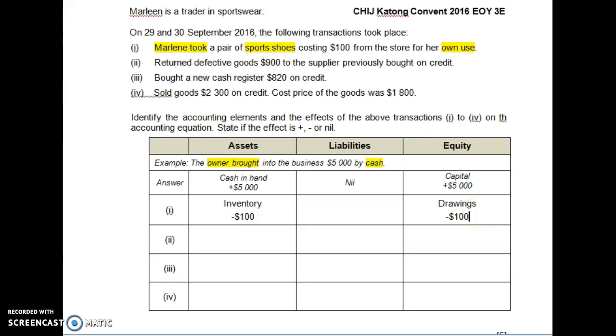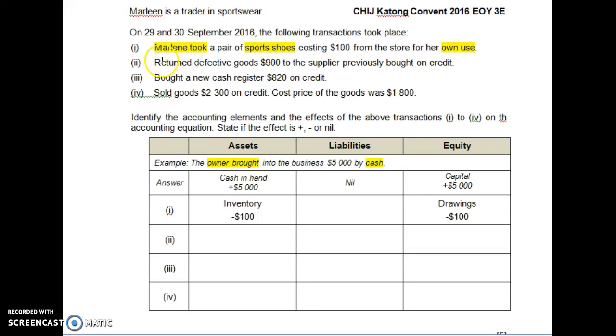Now, a couple of students have this tendency to write plus $100 instead. Yes, there are more drawings, so students tend to think that because there are more drawings, they will plus the $100. However, you always have to think in the perspective of the equity itself. While there is increase in drawings, the effect on equity is such that it reduces the equity. So it is an indirect relationship. So drawings is one of those odd one out that will cause equity to reduce when it increases.